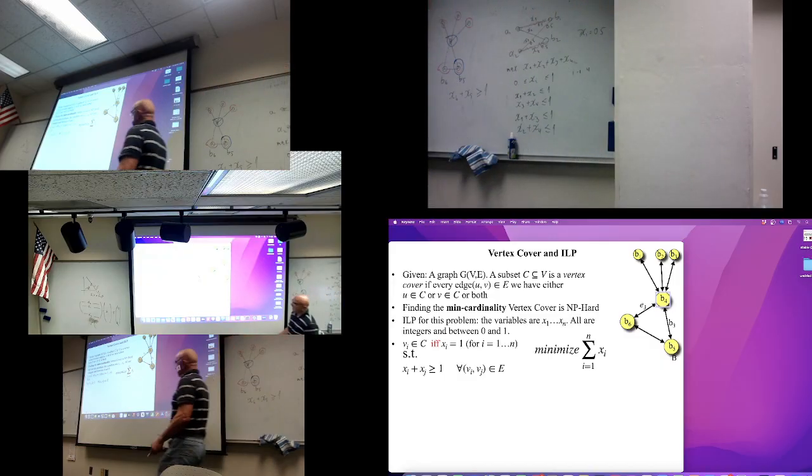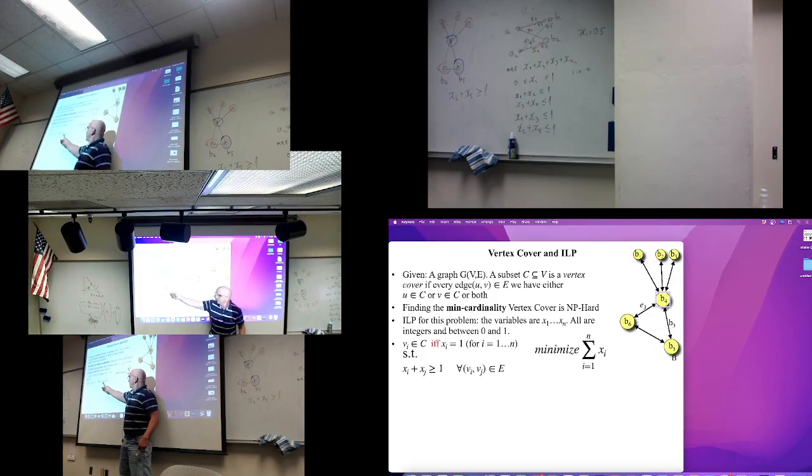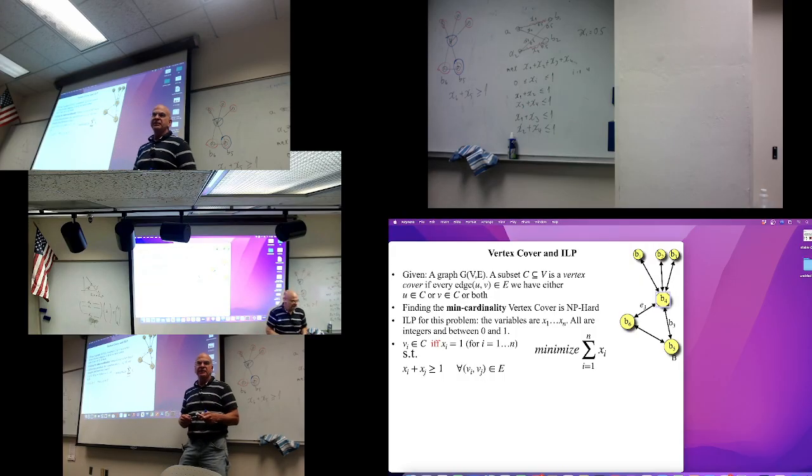And I'll repeat a similar inequality, xi plus xj larger or equal to 1, for each one of the edges of the graph. So the dimension is the number of vertices. The number of constraints is more or less the number of edges, plus that I'm saying that every xi must be larger than 0 and smaller than 1.